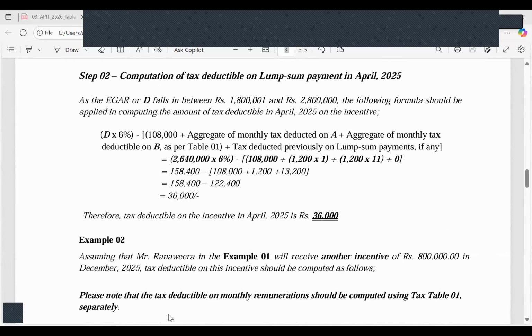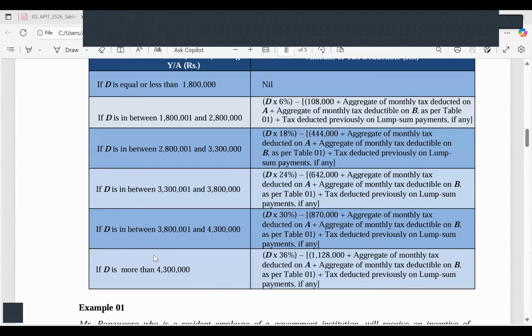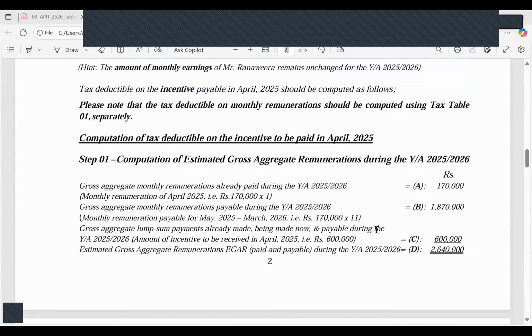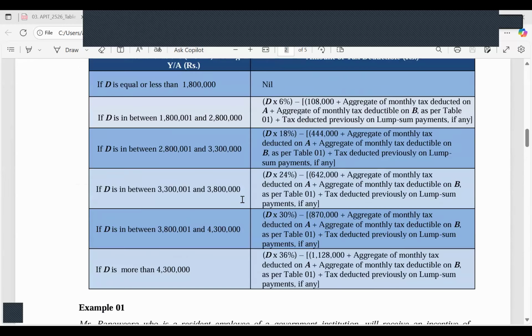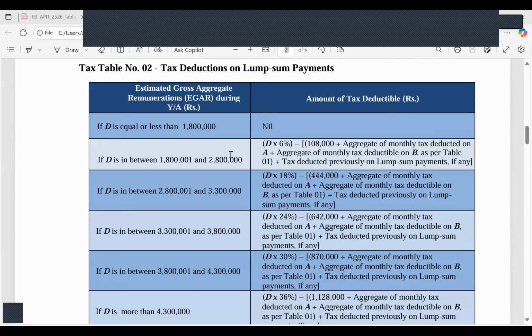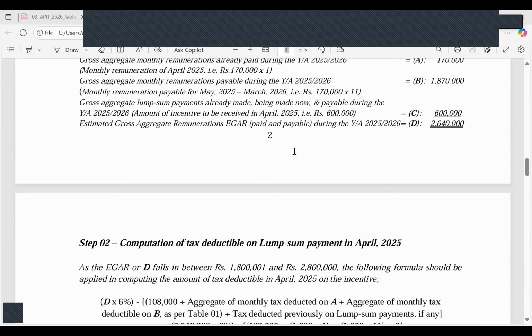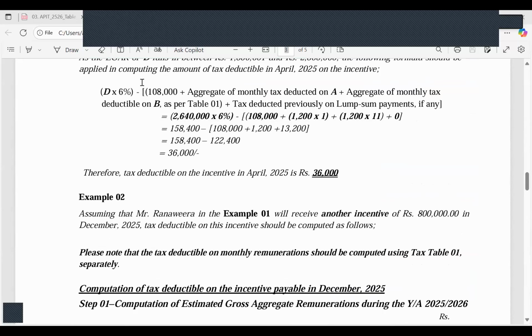Then we can go to the table. What is the amount? 2.64. Then what is the applicable slab? 2.64. It is under the second line. So this formula should be applied. D multiply by 6%. This is the formula.